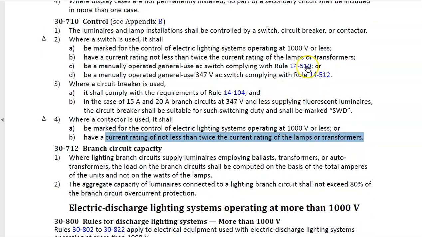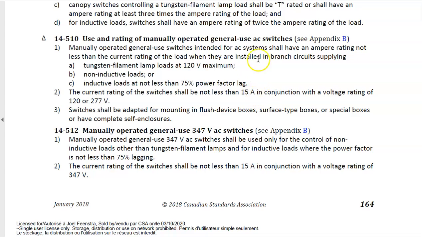All right, we'll just go to those rules there real quick. 14-510 and 14-512. It just says that manually operated general use switches intended for AC systems shall have an ampere rating not less than the current rating of the load which they are installed, supplying tungsten filament lamps, non-inductive loads, or inductive loads not less than 75% power factor lag. If you have a fluorescent that is less than 75%, an uncorrected fluorescent, you would not be allowed to use a general use AC switch.